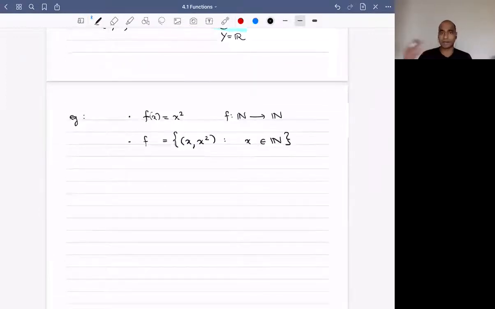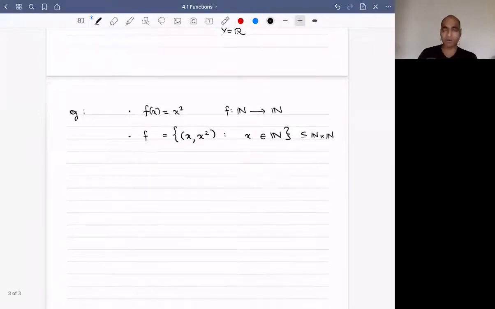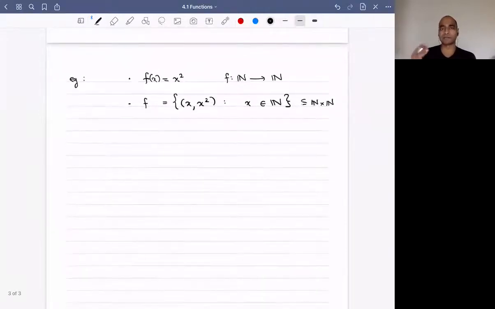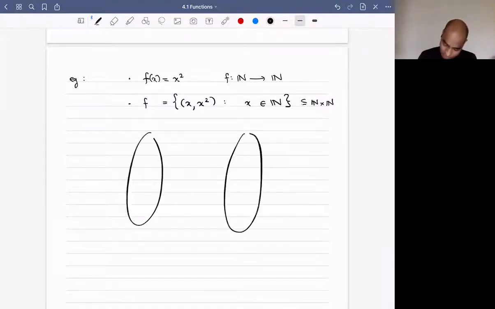Okay, so that's the pair description. As you can see, this is exactly the graph. And this is a subset of n cross n. And if I were to draw it pictorially, I would draw it as follows. Of course, I cannot draw all of f because natural numbers are infinite, but I can at least do an approximation. So here are my natural numbers.